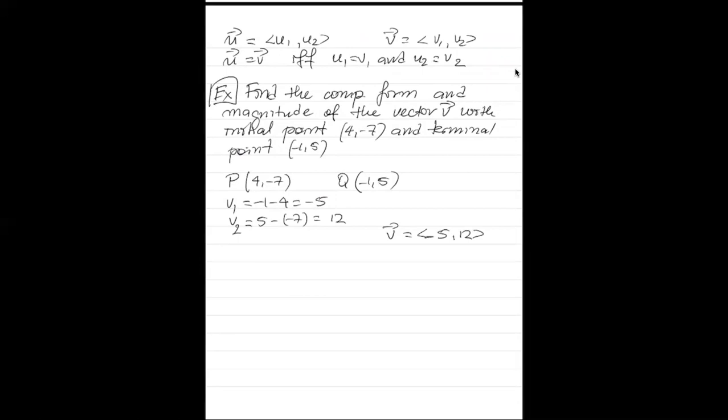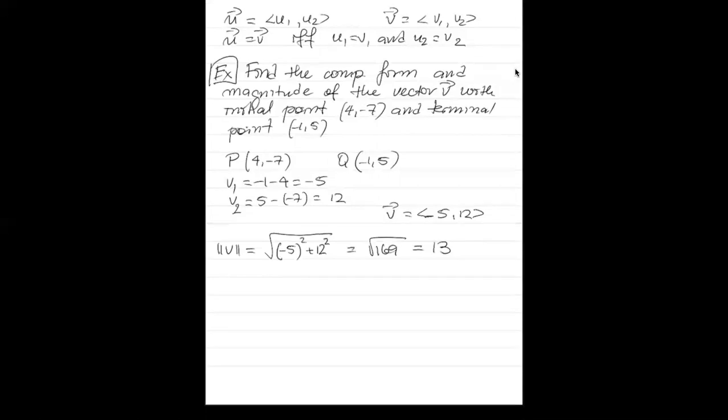So we found the components of the vector. Now we have to find the magnitude. So the magnitude of our vector V is just like we did before. We do the square root of the components squared. So that is 169, which is a perfect square, 13.